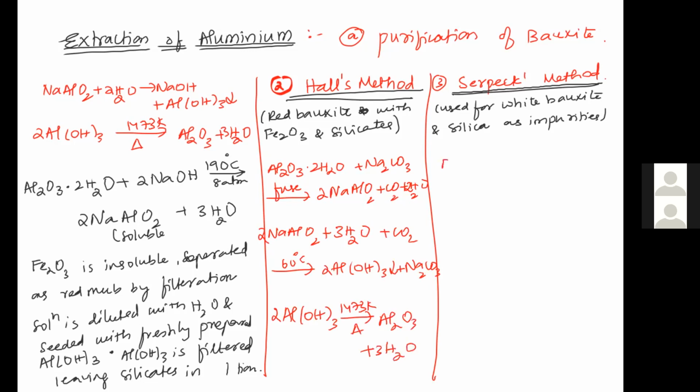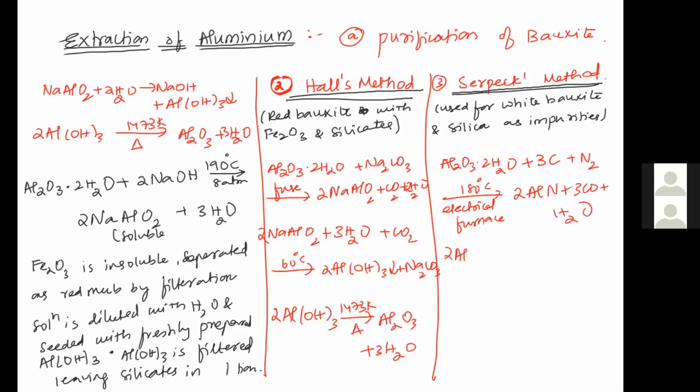This again, Al2O3.2H2O reacts with 3C and N2 at 180 degrees Celsius in an electrical furnace. Gives rise to 2 aluminium nitride plus carbon dioxide plus water. And if it is 2 aluminium nitride, we are trying to dissolve this in water. And again, we have aluminium hydroxide as the precipitate along with ammonia gas.